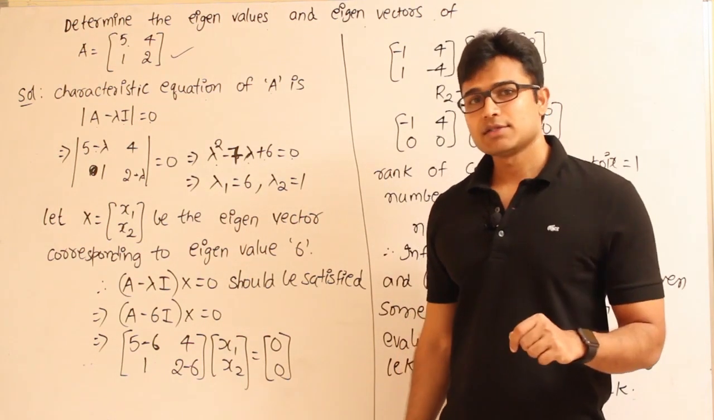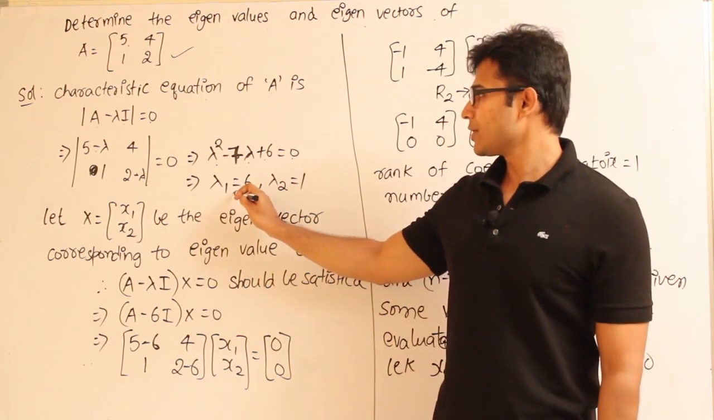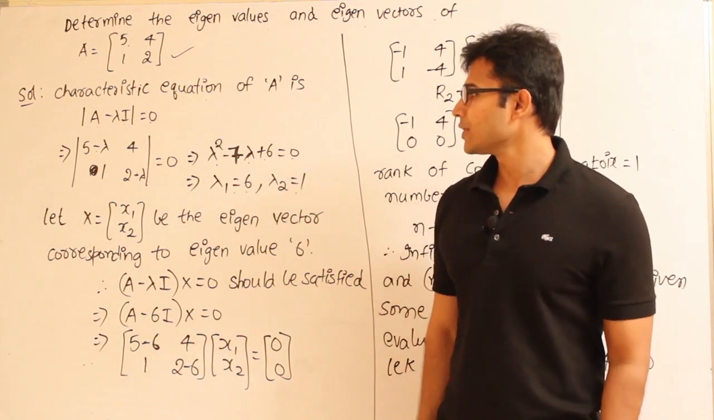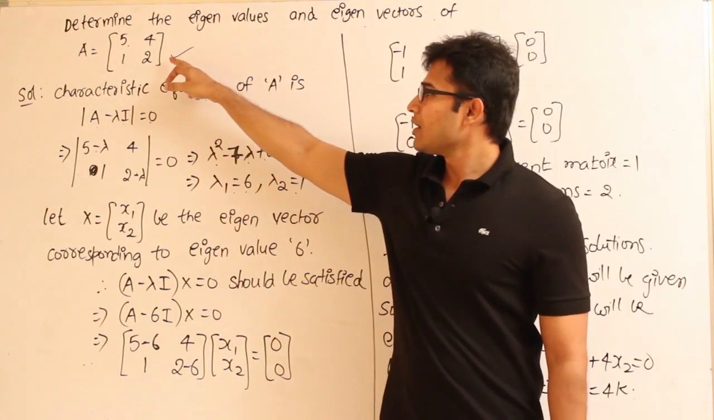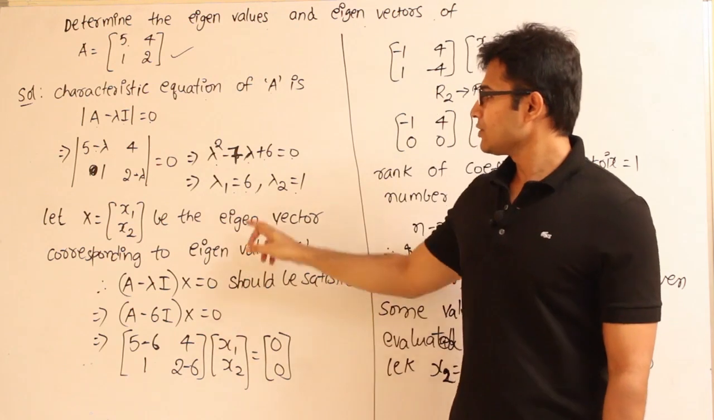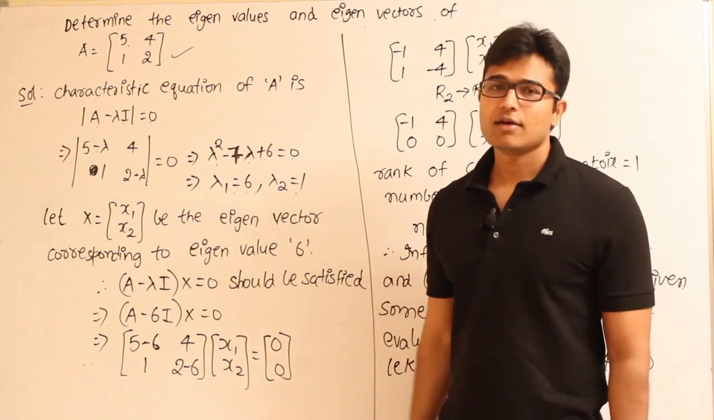Now solve this characteristic equation and find the values of lambda. Then we get two values of lambda: one value is 6 and the other value is 1. What did you understand from this? It means that this particular matrix has two eigenvalues, one is 6 and the other is 1.